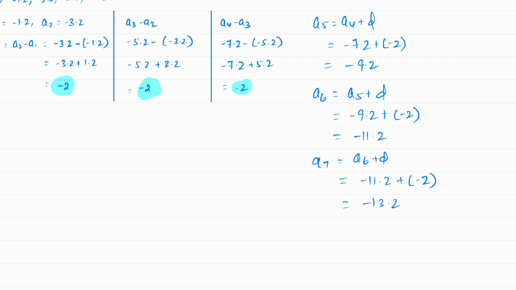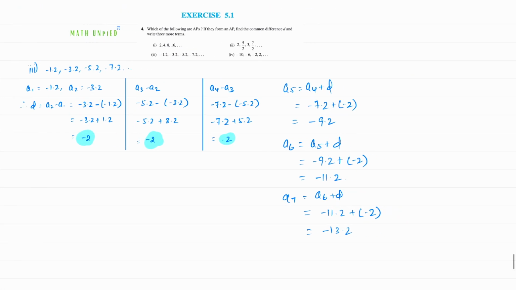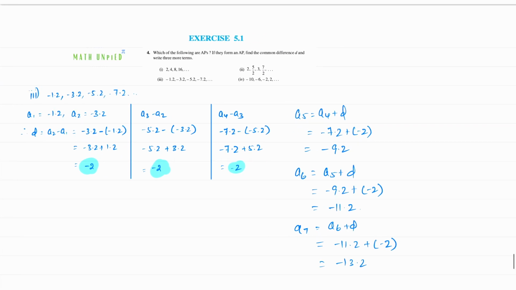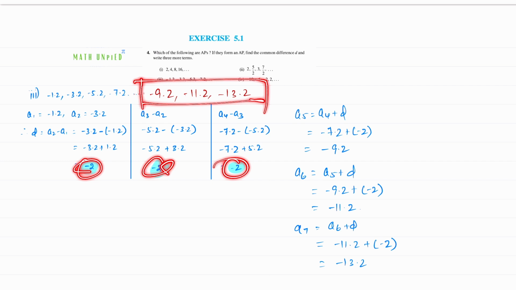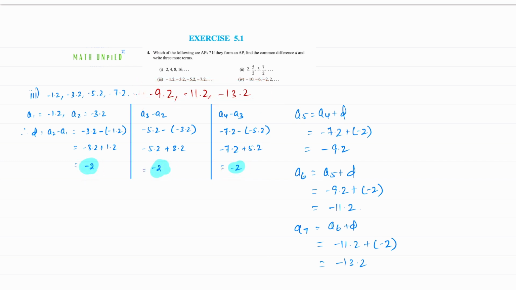13.2. So we've got the next three terms of this AP, and we can write them here. This will be negative 9.2 comma negative 11.2 comma negative 13.2. So we have found the common difference, which is negative 2, and the successive three terms, or the next three terms of this AP, negative 9.2, negative 11.2 and negative 13.2. So this is the answer.